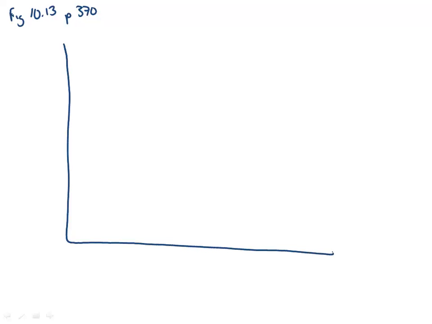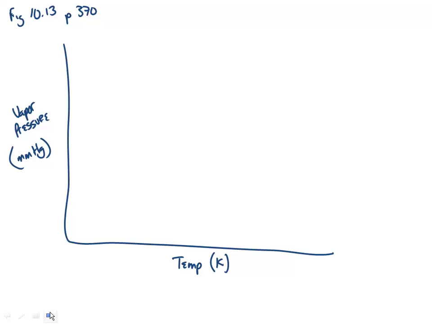For example, there's a picture in your book, it's figure 10.13, and that's on page 370. But since I know a lot of people never bring their books, we'll just sketch it out real quick. If we take a look at vapor pressure, in millimeters of mercury. And I should probably go back because I forgot we're doing this out of order. Let me go back real quick and talk about, just a second, the units for pressure.